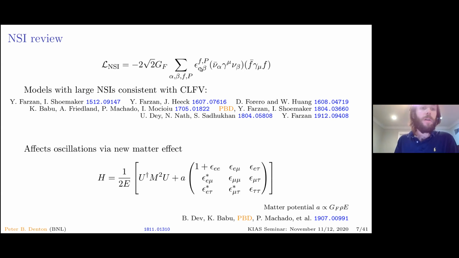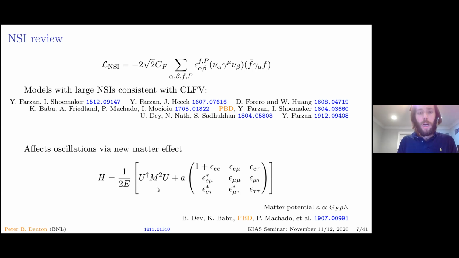Now, in general, producing models of this form that are consistent with charged lepton flavor violation constraints is difficult. However, there have been a number of models, in particular in the last few years, and actually this slide is now a little bit out of date. There's a few more from this year as well. So it is certainly possible to do this. Now, that is the sort of scattering side of NSI, but now NSIs also affect oscillations. And they go into the oscillation Hamiltonian like this.